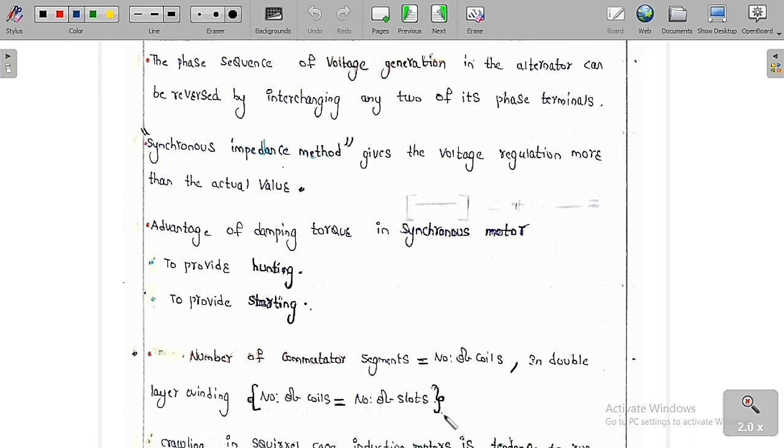And I have already told you, irrespective of the type of winding, whether it is single layer or double layer, lap winding or wave winding, progressive or retrogressive winding, the number of commutator segments is always equal to the number of coils in the armature. Only in the case of double layer winding, the number of coils is always equal to the number of slots.